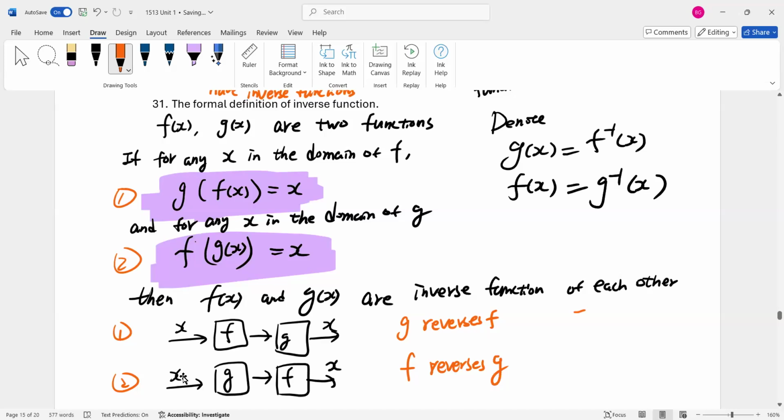Because whatever g has done to x, f cancels that effect. F reversed that. So that's why x comes out. You see that? So if both of the two conditions are met, that means g reverses f, f reverses g, the two functions reverse each other, then the two functions are inverse functions of each other. And we have a notation. We can denote g as f inverse, we can write f as g inverse. The -1 on the shoulder of f means inverse.